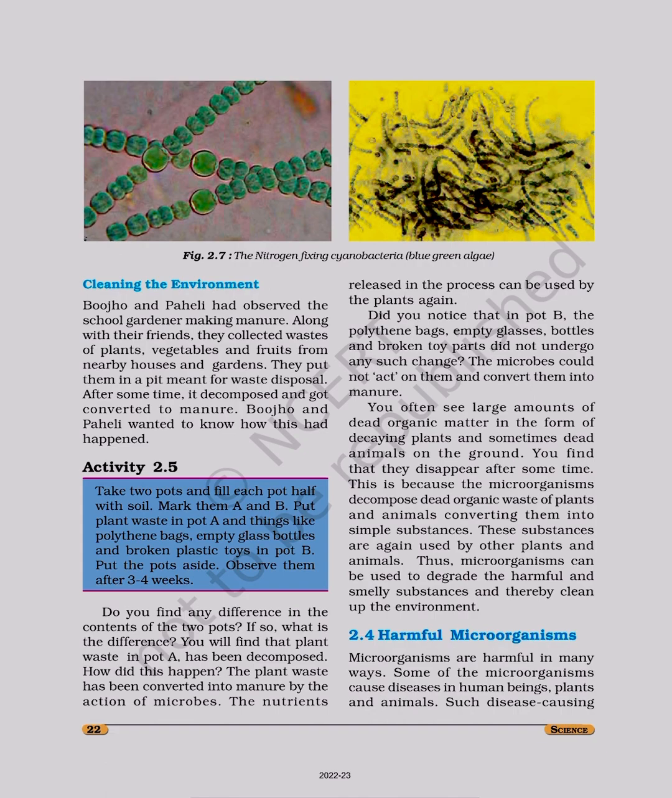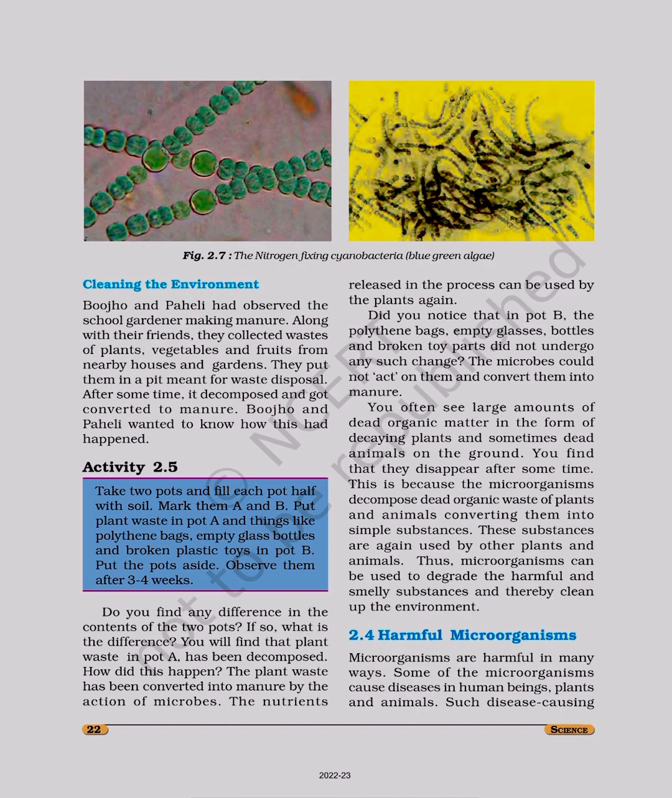Activity 2.5. Take two pots and fill each pot half with soil. Mark them A and B. Put plant waste in pot A and things like polythene bags, empty glass bottles, and broken plastic toys in pot B. Put the pots aside. Observe them after 3 to 4 weeks. Do you find any difference in the contents of the two pots? If so, what is the difference?